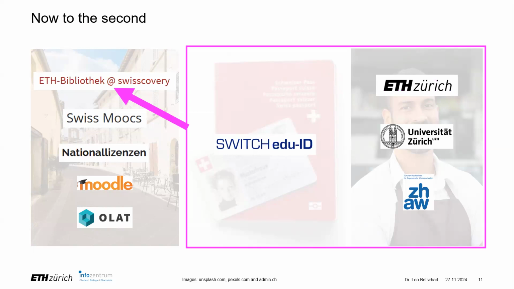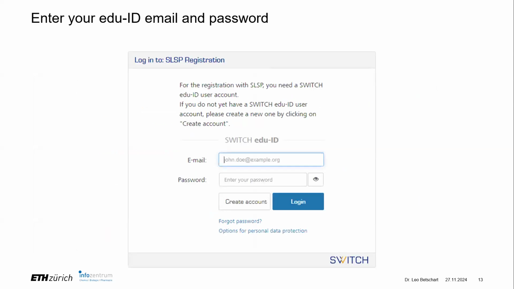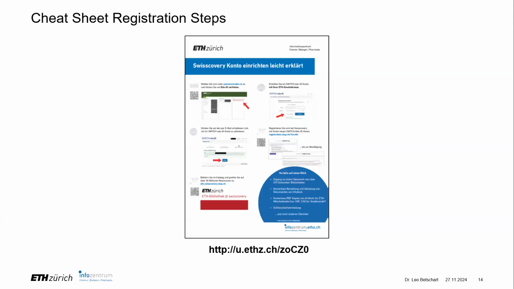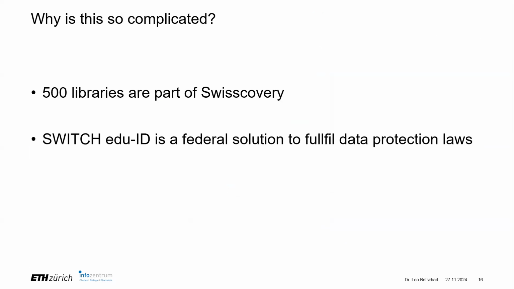And then afterwards, to be able to use Swisscovery, you need a second registration. And this goes via a website and through a separate process, but you need the SWITCH-edu ID first. Now, I have this summarized, and I will put this in the chat afterwards, how you can do this, because I'm not going to go into more detail of that. And then finally, you get access to Swisscovery.